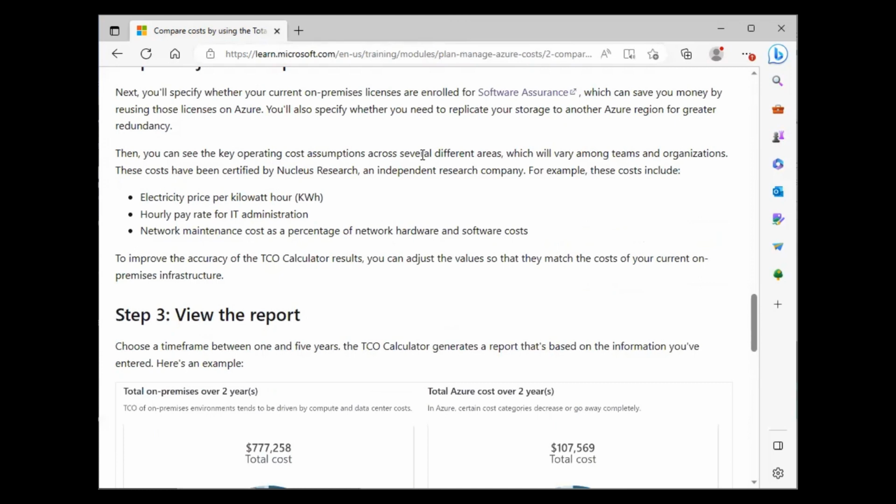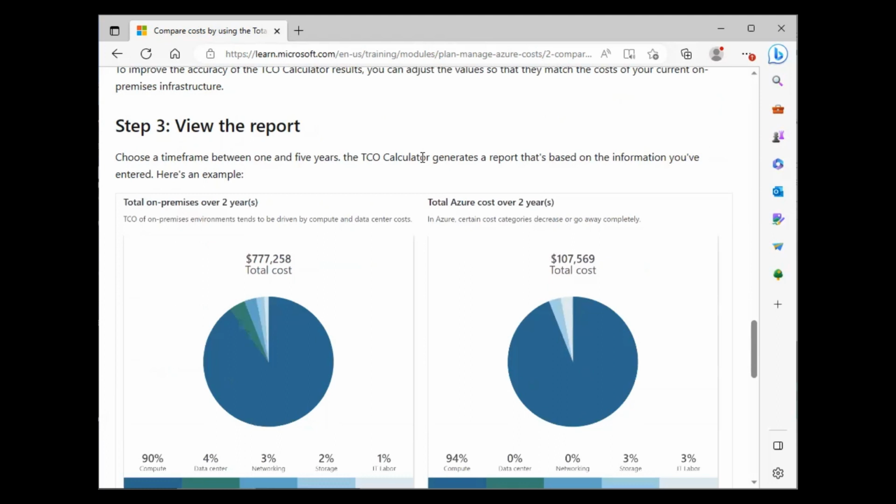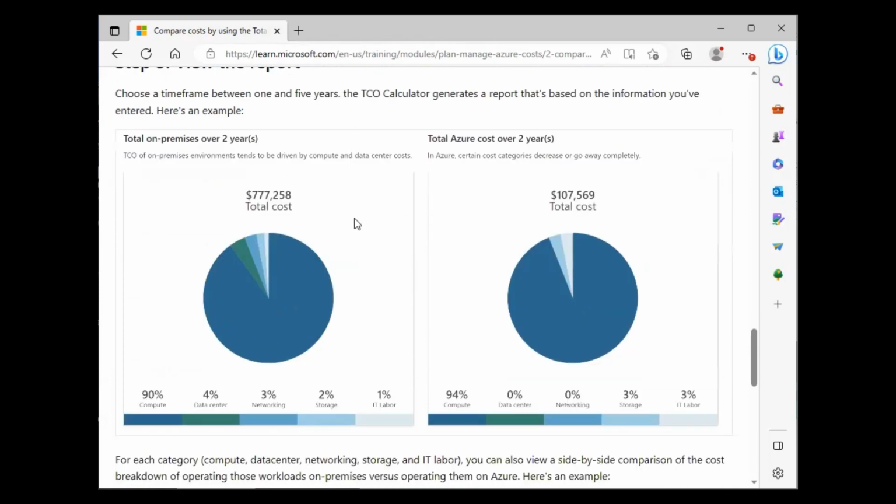Go to step 3 to build the report. Okay, let's go. Choose a time frame between 1 and 5 years. The TCO calculator generates a report that's based on the information you entered. Here's an example. In this image, I have total on-premise over 2 years. TCO of on-premise environments tends to be driven by compute and data center costs.